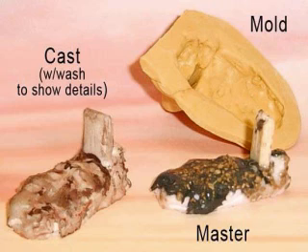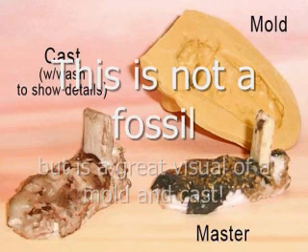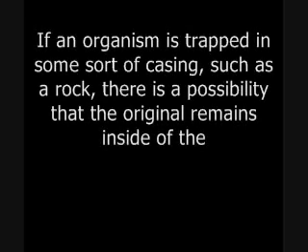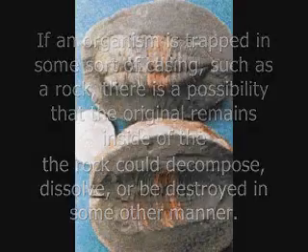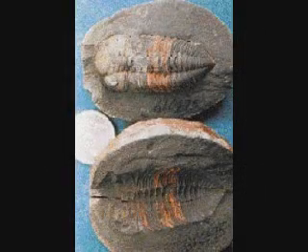Moving on to the next process of fossilization, this is the process of molds and casts. If an organism is trapped in some sort of casing, such as a rock, there is a possibility that the original remains inside of the rock could decompose, dissolve, or be destroyed in some other manner. What is left would be an organism-shaped hole in the rock known as a mold. A cast is created if something fills this mold, similar to permineralization when another mineral comes in, as seen in these next few pictures.